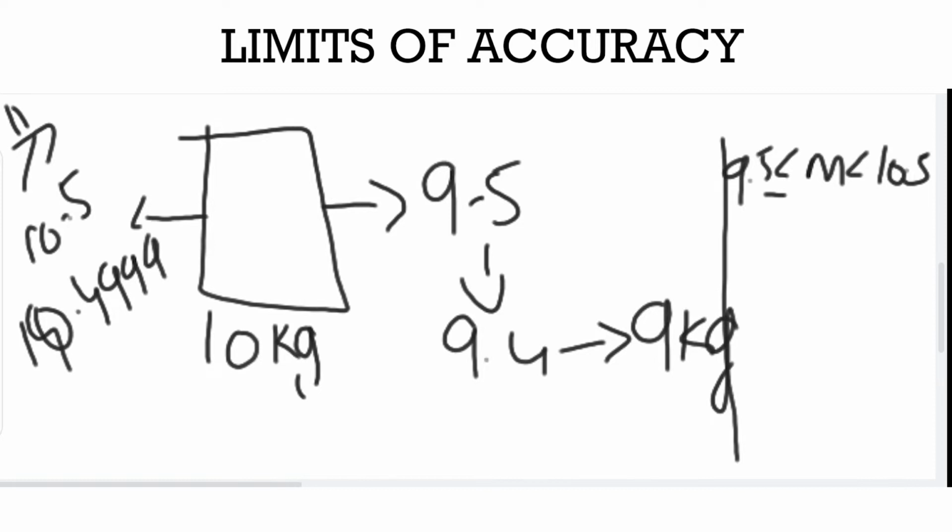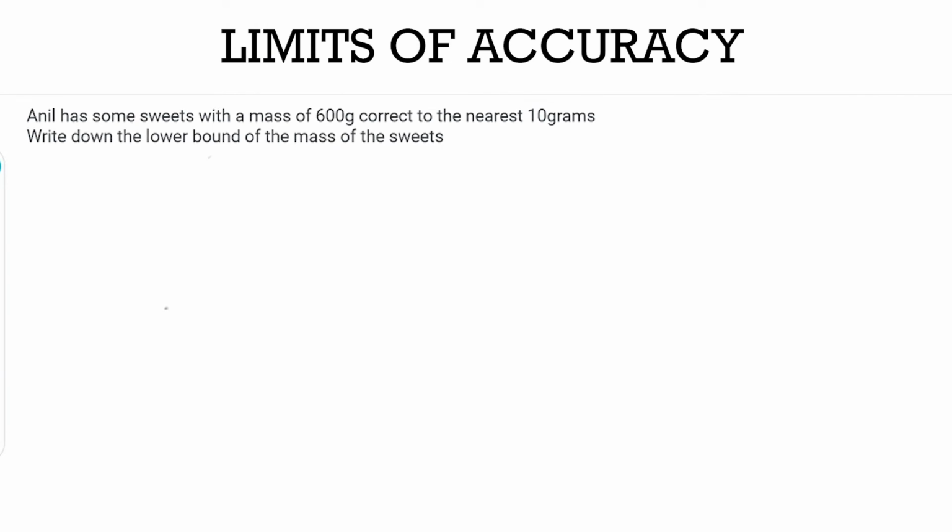So yeah, that's all we have done for the upper bound and lower bound. Now let's discuss some questions and how we could solve them. So guys, let's discuss this question. The question says that Anil has some sweets with a mass of 600 grams, correct to the nearest 10 grams, and you have to write down its lower bound.